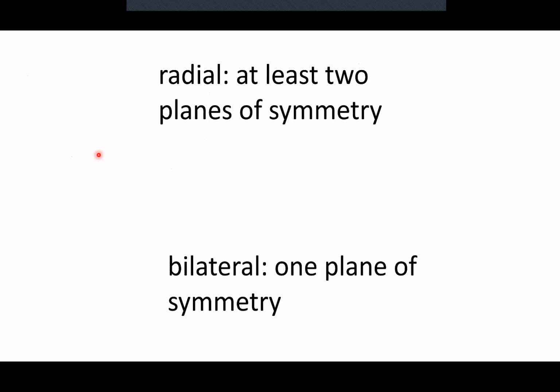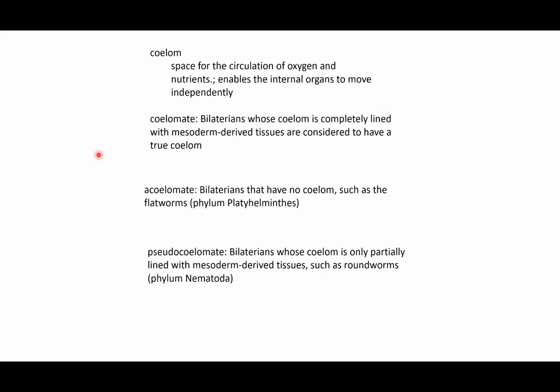And this will be important to understand cephalization and just as a general way to classify and differentiate different organisms. Next, we talked about the origin of the gut and the coelom. A coelom is a space for oxygen and nutrients to circulate, and it enables organs to move independently. Coelomates have a coelom that's completely lined with mesoderm-derived tissues, so they have a true coelom. Acoelomates do not have a coelom, such as the flatworms that we'll get to later on.